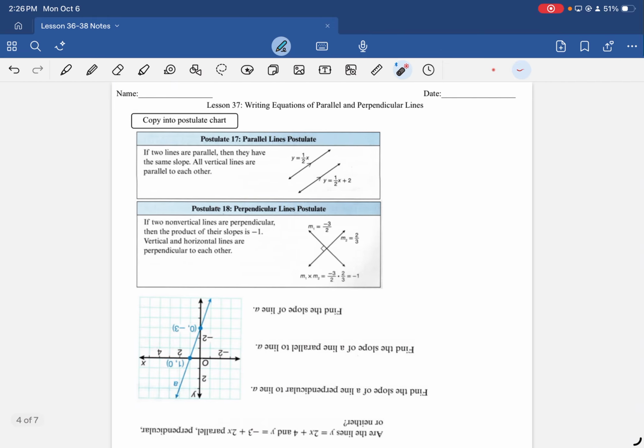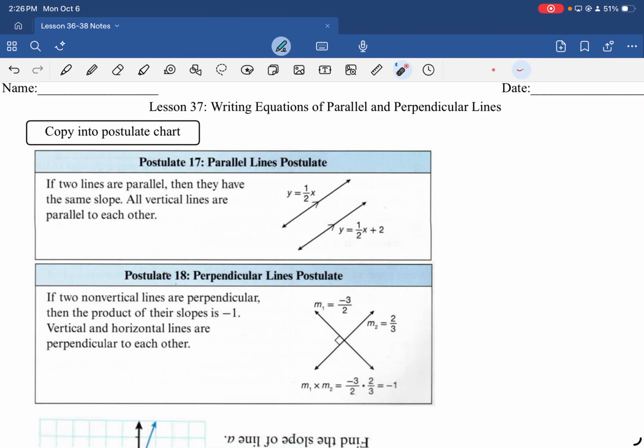Good job. All right, moving on to lesson 37, writing equations of parallel and perpendicular lines. This concept is not going anywhere. This will be on your SAT. This will be in college algebra. So this is not a concept you want to forget. Keep it fresh on your mind.